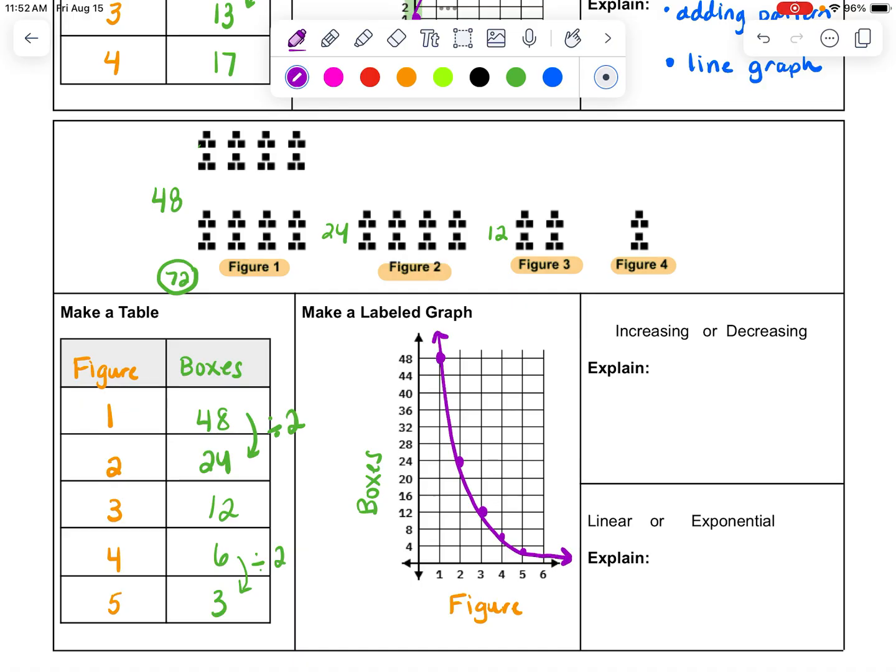Now I'm going to ask myself, is this an increasing or a decreasing graph? The answer is that it's decreasing, and there's 2 reasons that I know. The first reason is that there is a dividing pattern. The second reason is that there's a downhill graph.